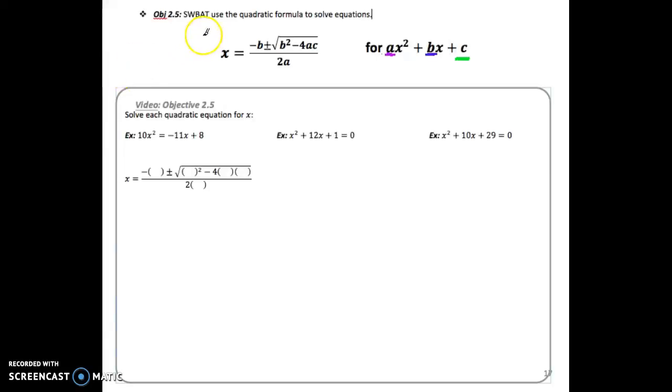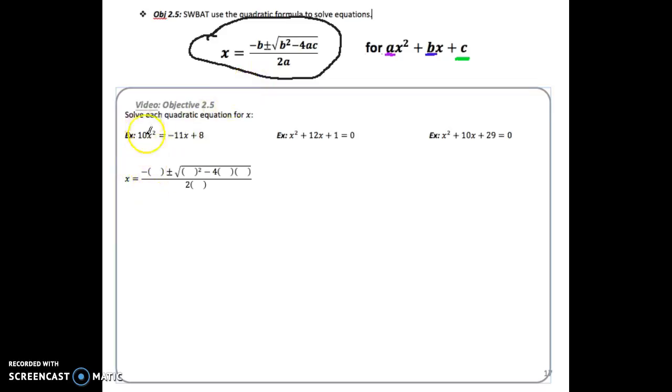All right, so today we're going to be talking about objective 2.5, which is to use a quadratic formula to solve equations. So here is our quadratic formula. It tells us that if we have a quadratic in standard form, ax squared plus bx plus c, then if you want to solve for x, you can use this formula: negative b plus or minus the square root of b squared minus 4ac, all over 2a.